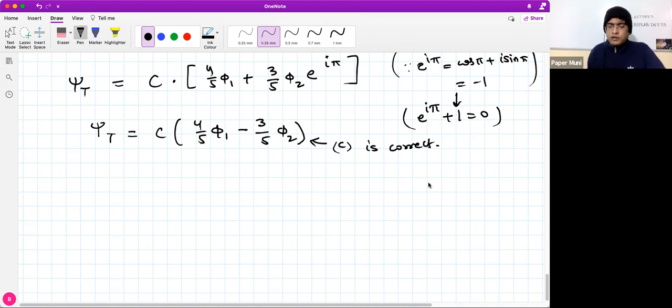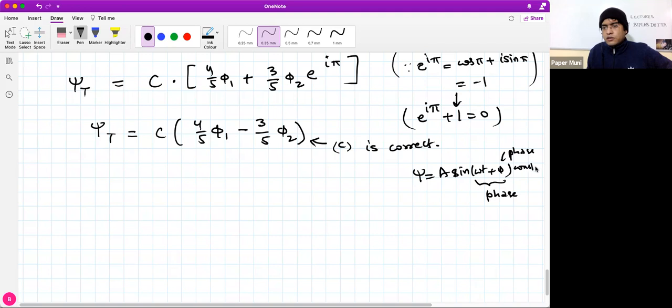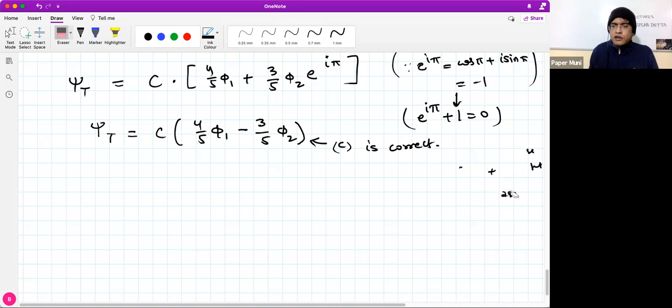Now, when we write a wave function, we write it like this: A sin(ωt + φ). So this is the complete phase, and this is the phase constant. To a certain phase, we just need to worry about this part. That is why the question asks for that line. We need not worry about what the phase actually is. We just want the form of the superposition. All right.